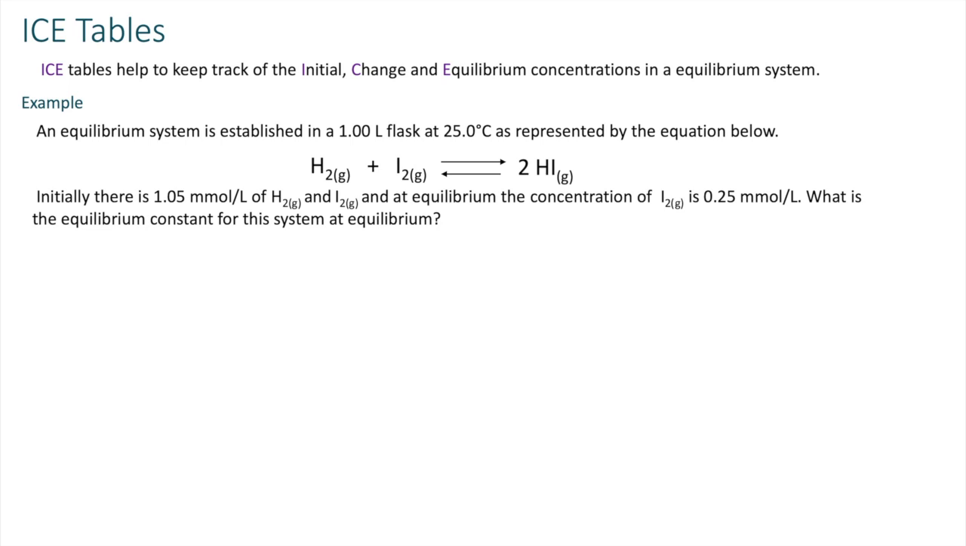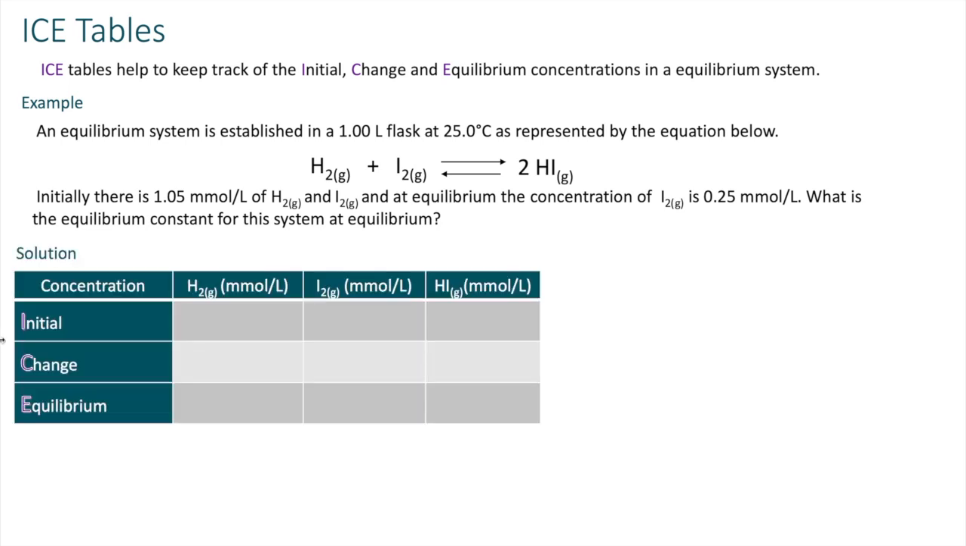So here we have an equilibrium system, and it's established in a 1.00 liter flask at 25 degrees Celsius, and it's represented by this equation below right here. We're told that initially there's 1.05 millimoles per liter of H2 and I2, and at equilibrium the concentration of I2 drops down to 0.25 millimoles per liter. And we're asked, what is the equilibrium constant for this system at equilibrium? And this is where we're going to use an ICE table.